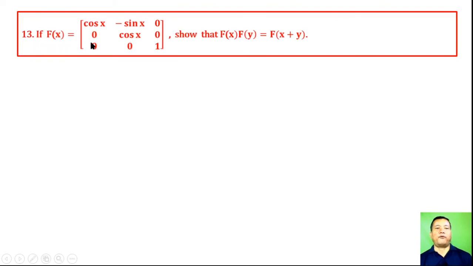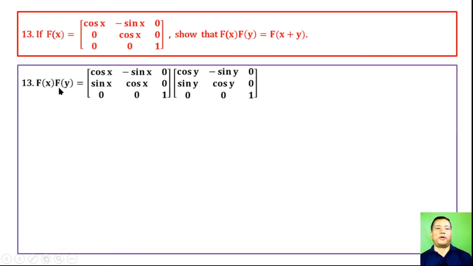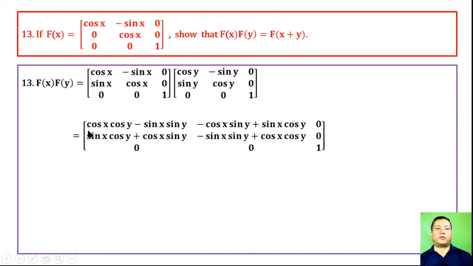Question number 13. f of x is this 3 by 3 matrix. Prove that f of x into f of y equals f of x plus y. Let us prove. f of x into f of y. Replacing x and y in f of x and f of y, we multiply. First row, first column, we get this. First row, second column, we get this. First row, third column, the sum is 0. Second row, first column, we get this. Second row, second column, we get this. Second row, third column, we get 0. Third row, first column, 0. Third row, second column, 0. Third row, third column, we get 1.